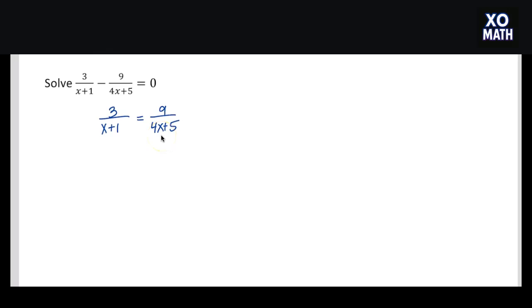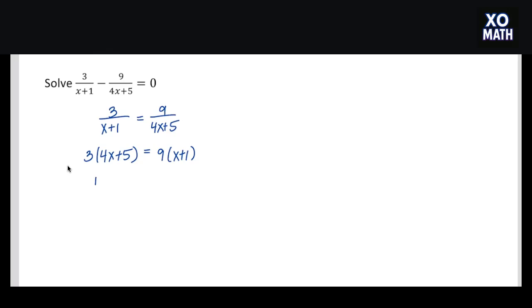And so what I can do, some people call it cross multiplying. What we're really doing here is multiplying by the least common denominator on both sides, but that essentially amounts to multiplying the diagonals here. So 3 times the quantity 4x plus 5 is equal to the other two quantities that are diagonal multiplied, 9 times the quantity x plus 1. And from here, we have basically a linear equation.